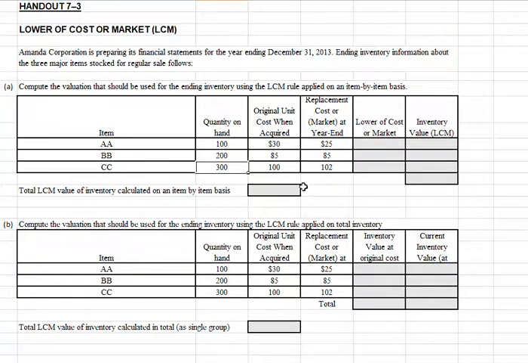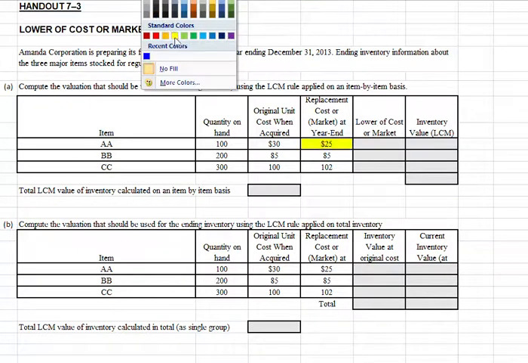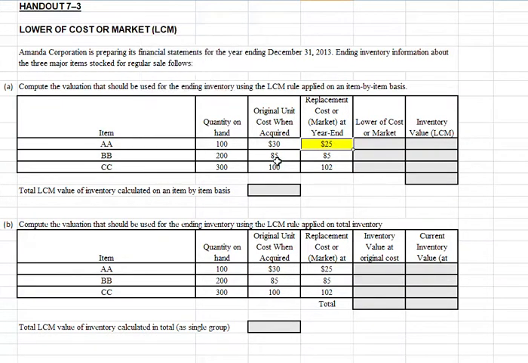When we look at item A, we can see that the replacement cost of $25 is clearly lower than the original cost of $30. In terms of item B, there's been no decrease or increase in its cost. It cost us $85 when we bought it, and it's still worth $85 today. So we can really use either cost for our valuation. When it comes to item C, however, we can see that we originally acquired it for $100, but to replace it today would cost us $102. The lower of the two, of course, is the $100. That's what we will use to value our inventory.